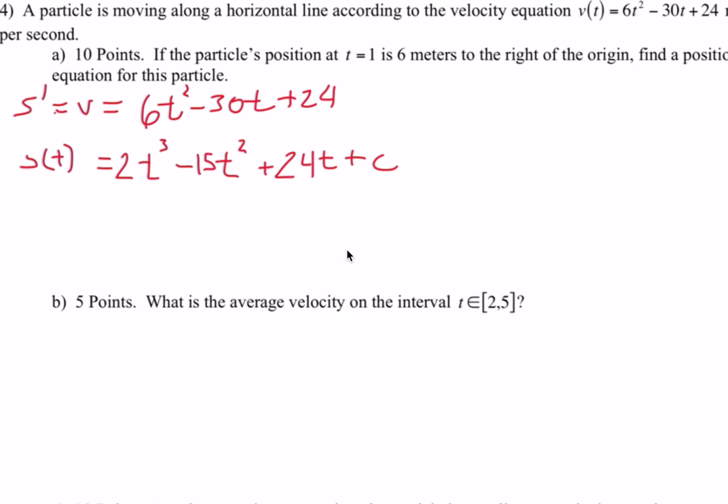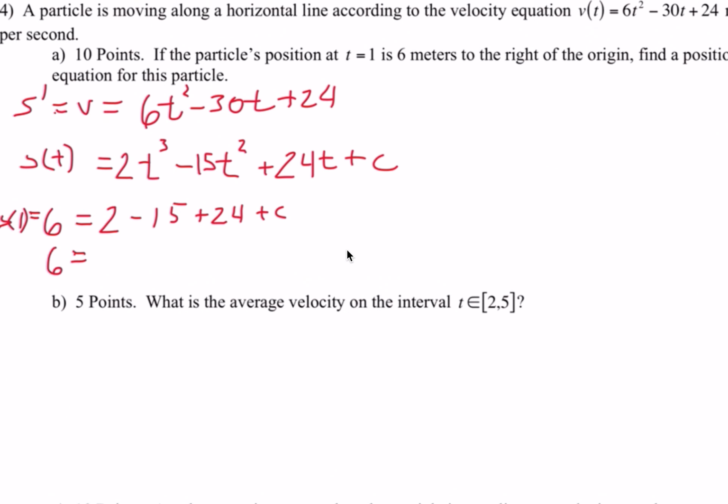Now it does tell us some information that helps us figure out what that constant is. It tells us that when t is 1, the position is 6 meters to the right of the origin. So that means positive 6. So s of 1 equals 6, which means we plug in 1 for t, we get 2 minus 15 plus 24 plus whatever that constant is. And so here we can just do a little solving to figure out what that constant must be.